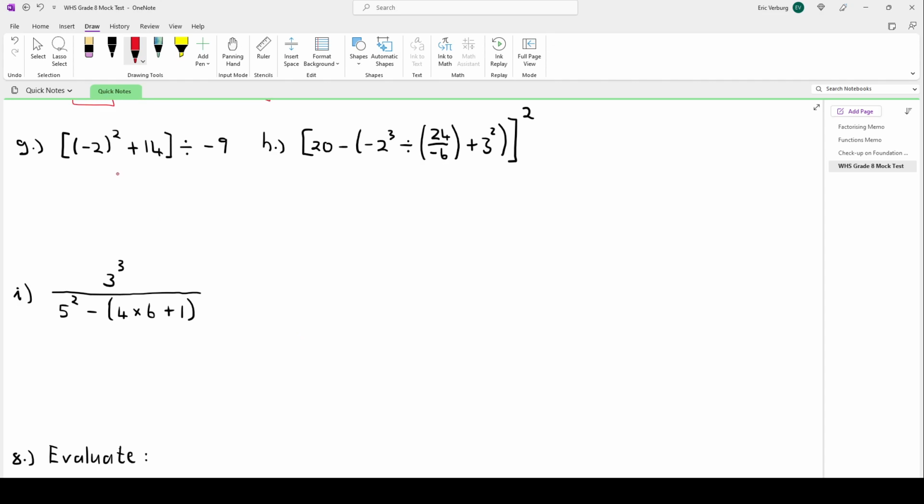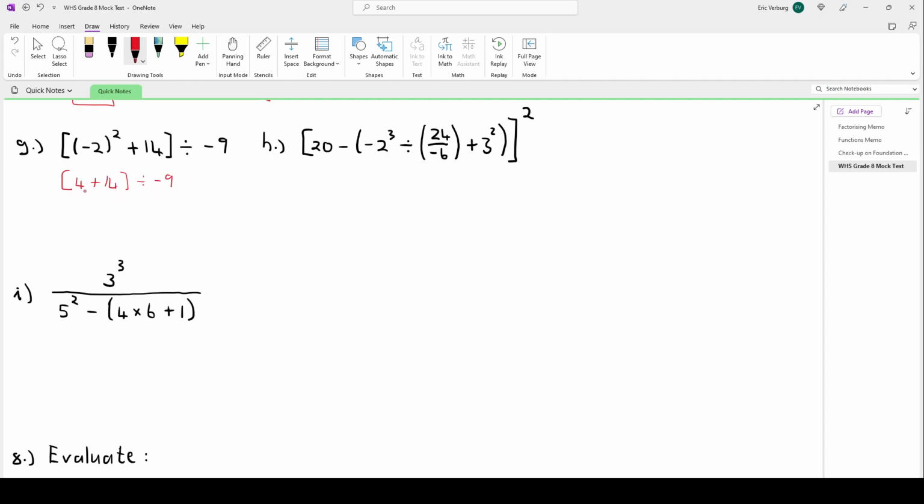So here we just have to apply our BODMAS rules, order of operations. What do we do first, second, third, etc.? So we're going to start with the bracket. Here we have a big bracket. Inside the bracket, we've got another bracket, so we have to start with that. This bracket says -2 all squared. That means -2 times -2, which is 4, plus 14 divided by -9.